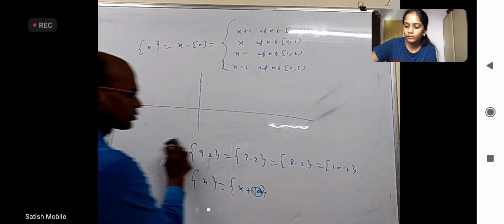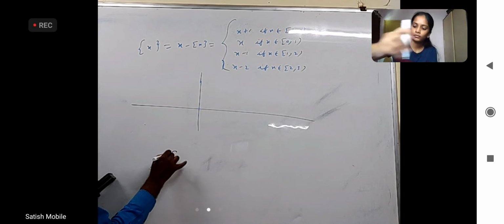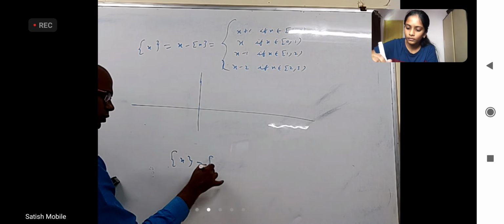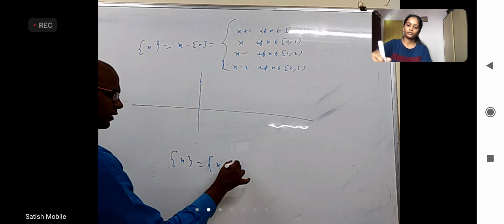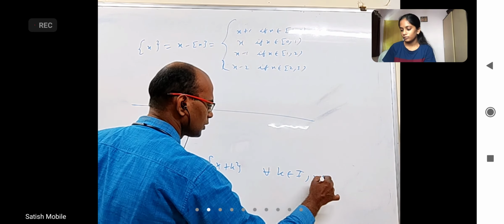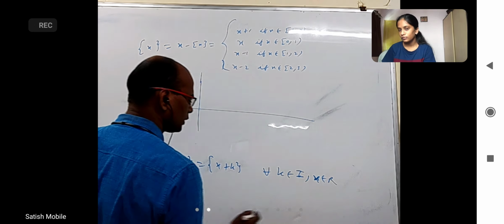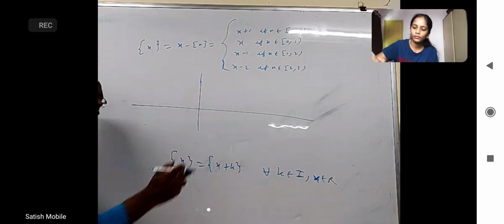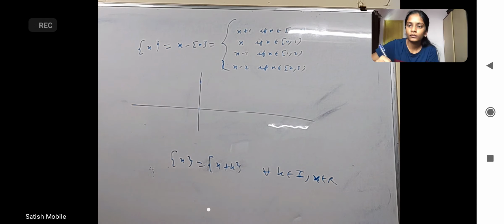So we can also make the statement that fractional part of x is equal to fractional part of x plus k for all k belongs to I and x belongs to R. If k is an integer, x or x plus k will have the same fractional part.